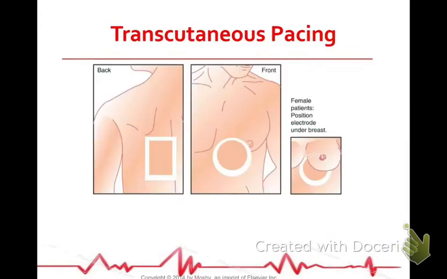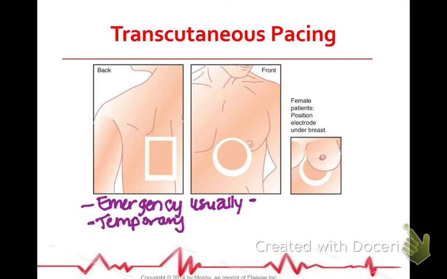And then your transcutaneous, that's the one where they actually use the pads. And you can see one's on the front, one's on the back, and on the female, make sure you put it under the breast. Again, you still have the external power source, so you're going to have the little small machine. This is like an emergency situation, like in the ER. It's temporary.